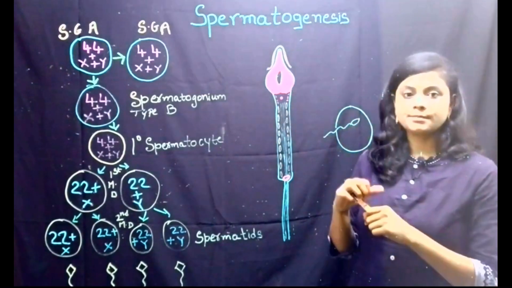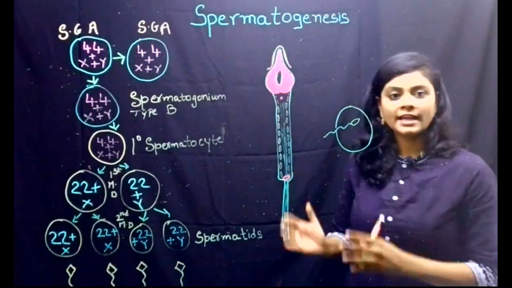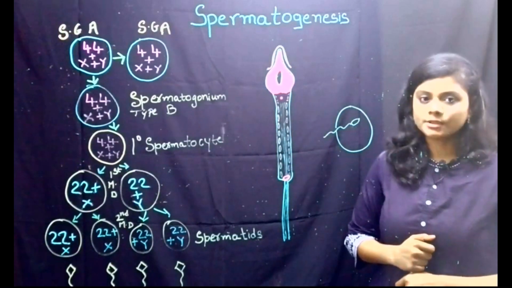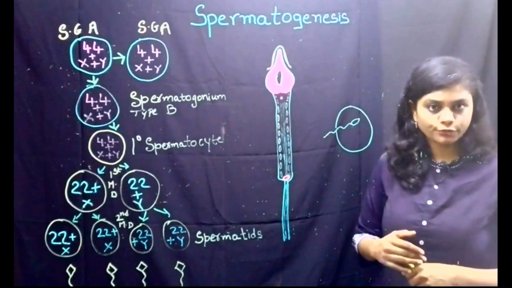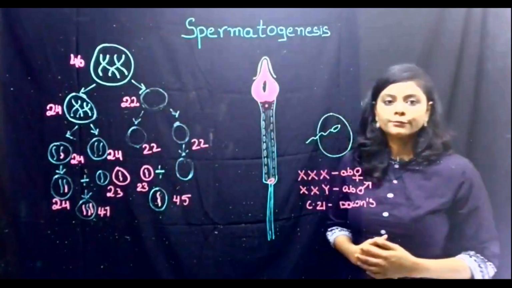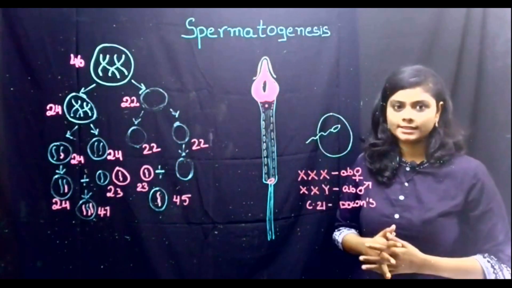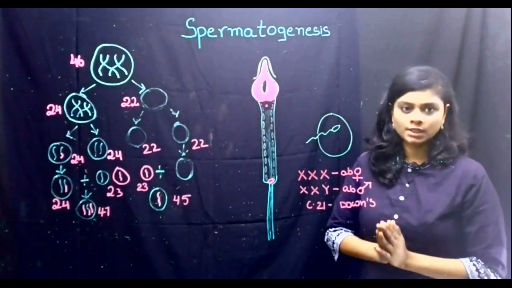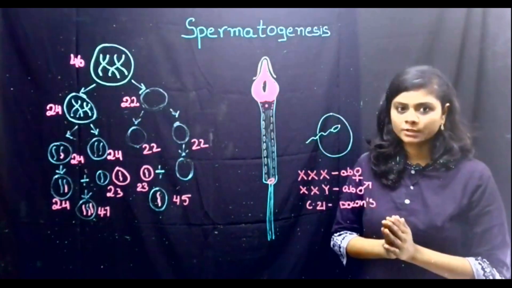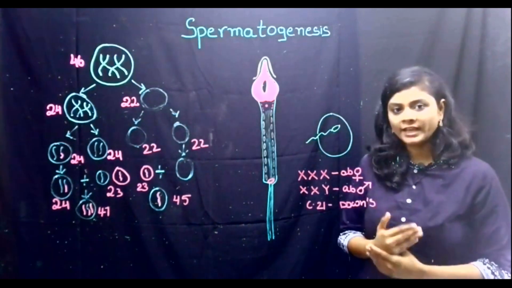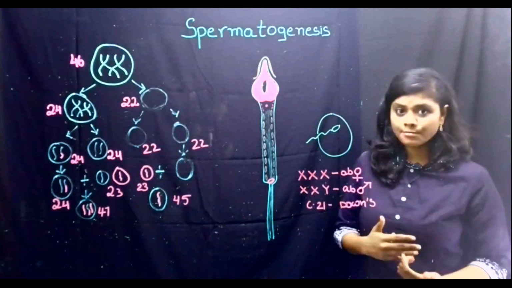So this is the process known as spermatogenesis. Now we have understood what spermatogenesis is. This topic is quite important from the exam point of view. From the examination point of view, when we look at spermatogenesis, the important things to learn are trisomy and monosomy. In due course, we have heard these words trisomy and monosomy many times.